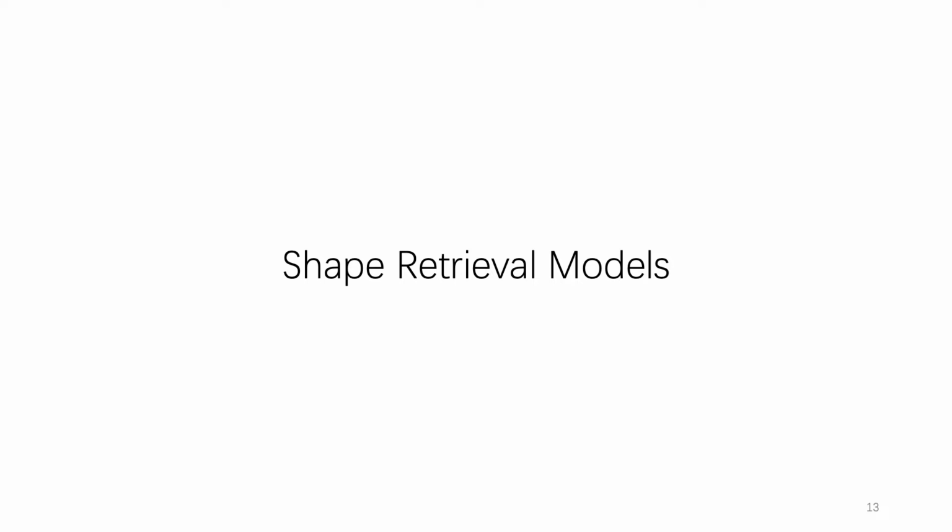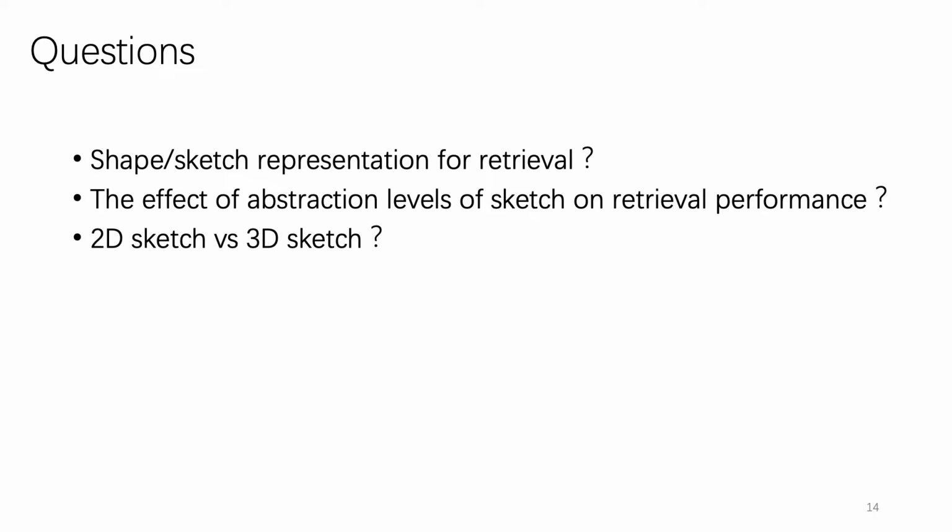We compare several common settings for shape retrieval models by training on our synthetic dataset. There are 3 main questions we try to answer: what is the best representation for 3D sketch to 3D shape retrieval, the effect of abstraction levels, and whether 3D sketch queries can result in better retrieval accuracy than 2D sketch queries.